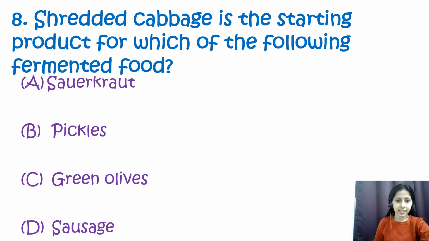Question number 8, that is shredded cabbage is the starting product for which of the following fermented foods? Option A, sauerkraut, option B, pickles, option C, green olives, and option D, sausages. So the correct option is option number A, that is sauerkraut. Actually, shredded cabbage is fermented, and this fermented product is known as sauerkraut.